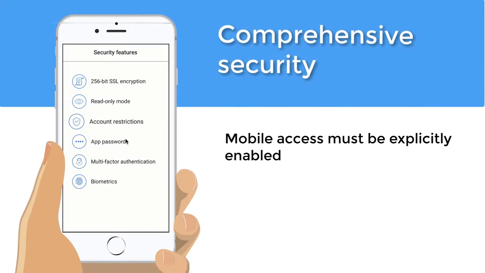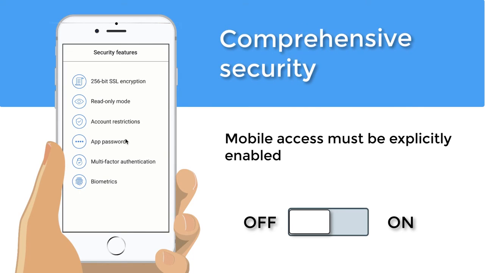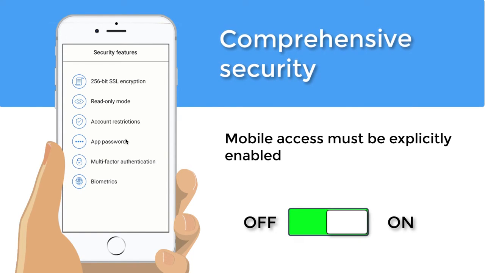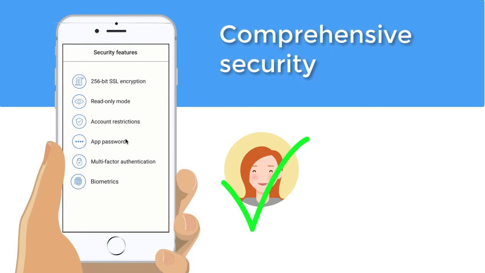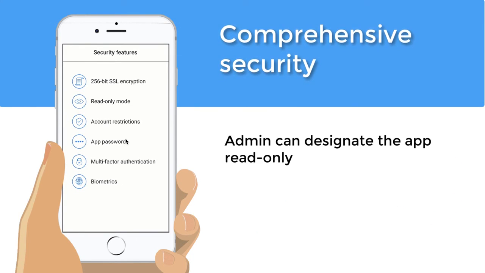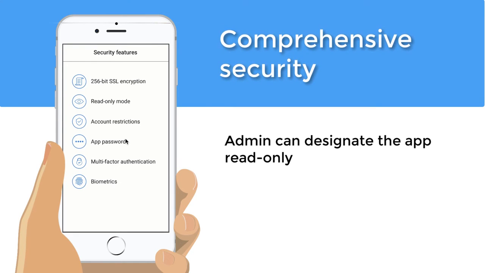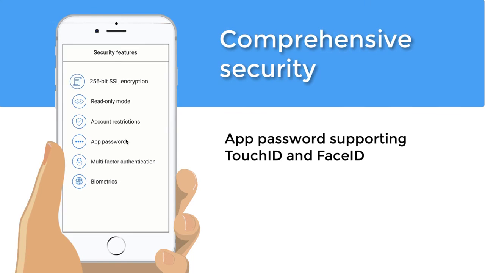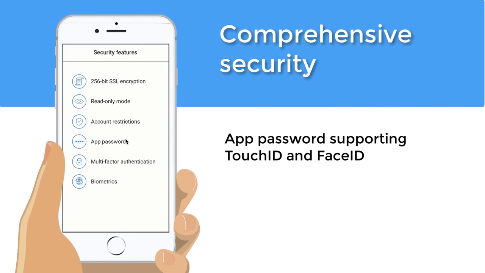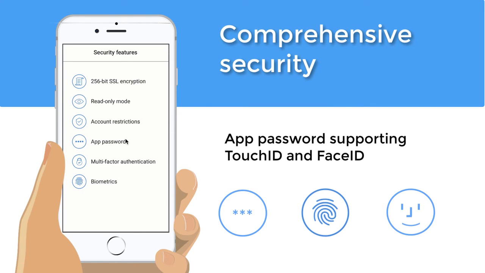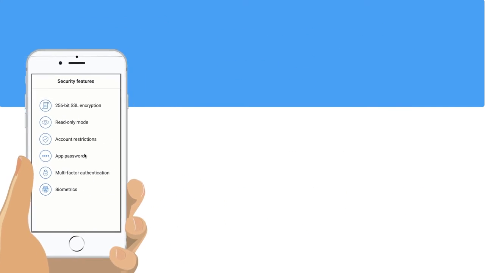To name just a few, HMC Mobile Access is by default disabled. Before you can use the app, your administrator must explicitly enable it on the HMC, and it's possible to give access to some users but not others. An admin can also make the app read-only, so all actions from the app are disabled. In addition, the admin can require all mobile users to set up an HMC mobile app password. Without it, you can't even open the app. And it's possible to use Touch ID and Face ID for this too.